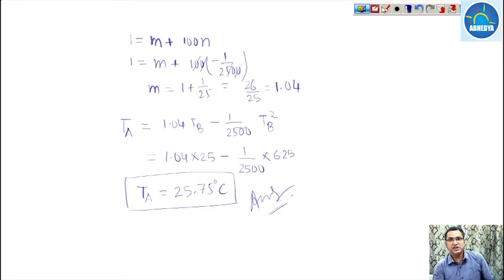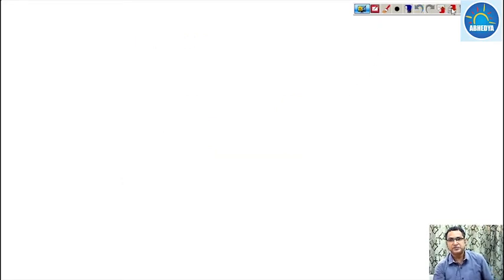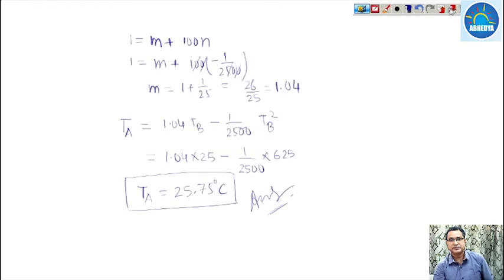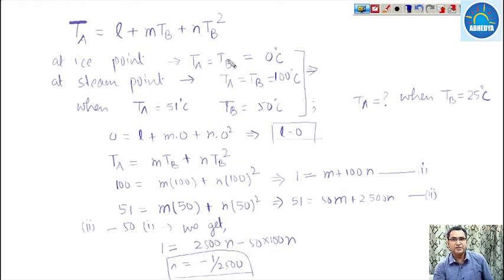The most important thing in this question is that both TA and TB agree at ice point and steam point. When they are agreeing at ice point and steam point, it means the temperature measured by A and B will be the same. This you have to remember. Okay, this was a good question.